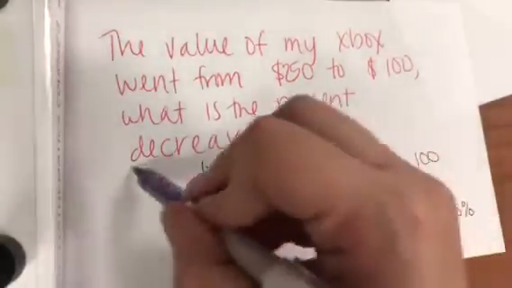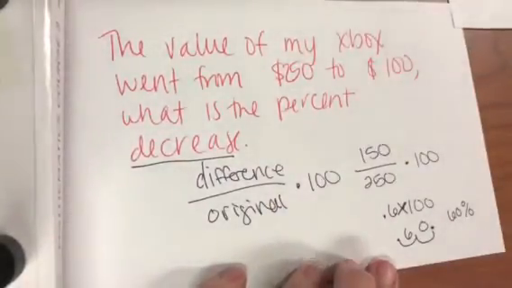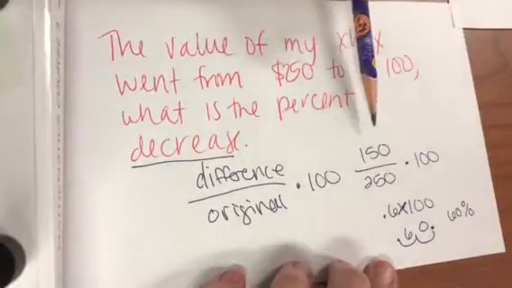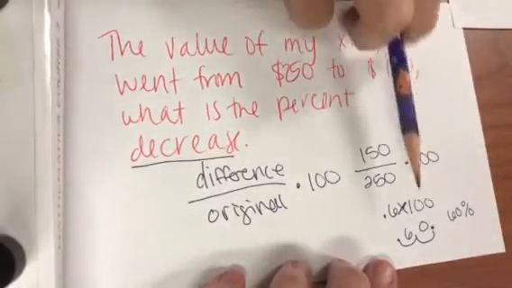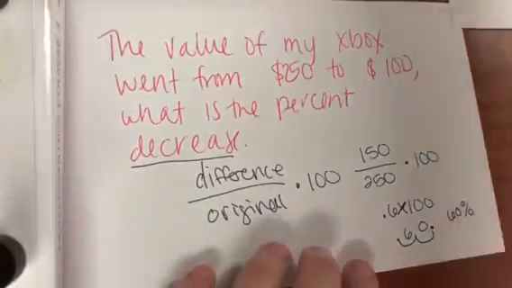Why is it a decrease? Because it went down from 250 down to 100. It didn't go down 150%. No, it went down $150. And we have to find the percent, therefore, using this little equation. So let's look at another problem.